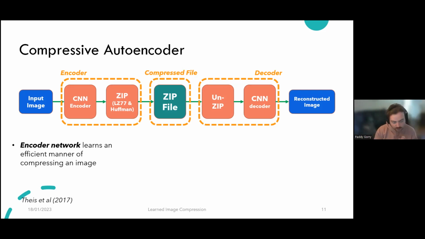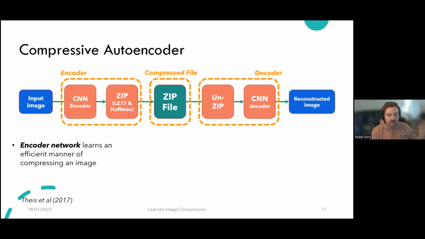So the encoder network essentially learns an efficient manner of compressing the image. It uses a convolutional neural network to do this. You can think of it as taking in images and looking at what the most important aspects are; different layers in that network are going to pull out different features that are important.